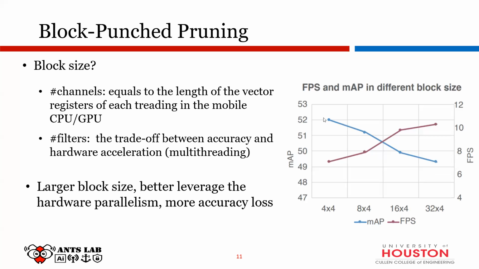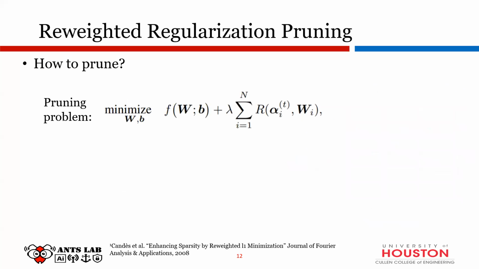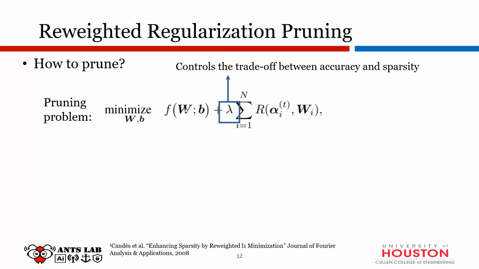So here is the selection of the block size. And next, they will introduce the regularization terms to do the block pruning. So we formulate the pruning problem as follows. Here we have the loss function used for training, and we also introduce the lambda to control the trade-off between the accuracy and the sparsification of the models. And this R represents the regularization term.